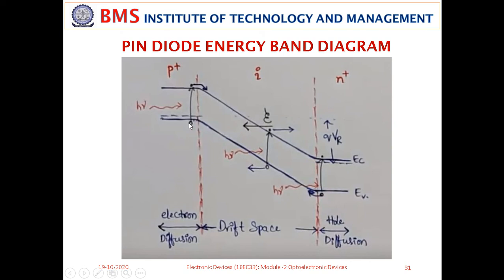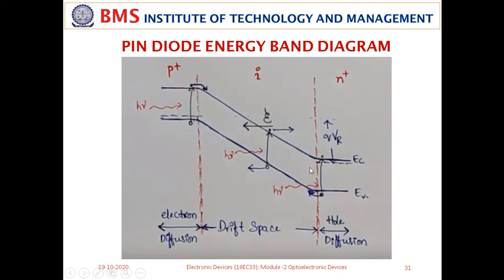So, holes will be pushed back into the P plus region and electrons will be drifted to the N plus region. Within this depletion region, charge transport happens through a drift process, because of the strong electric field here. So, carrier transport is mainly because of drift, whereas in the P plus region and this N plus region, carrier transport will happen through the diffusion process, because there is no electric field in the N plus region and P plus region.